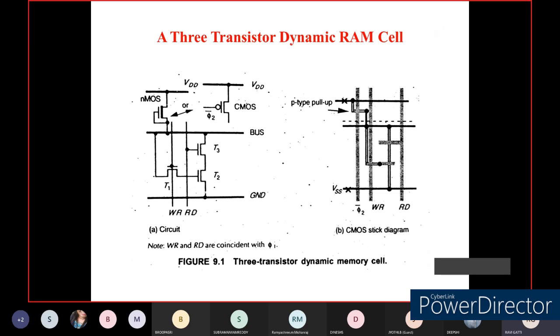So this is one implementation of a dynamic RAM cell. We are implementing the dynamic RAM cell by the use of these three transistors. You can see here in the NMOS implementation circuit, we have used one depletion type NMOS device, and then we have used three transistors to implement it. And the output we call a bus.